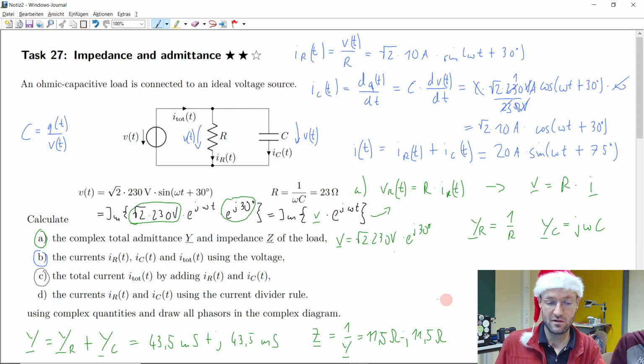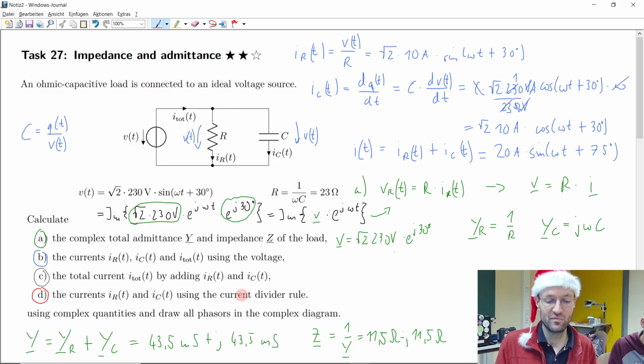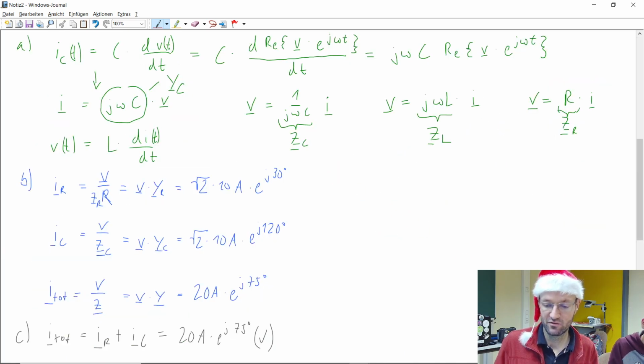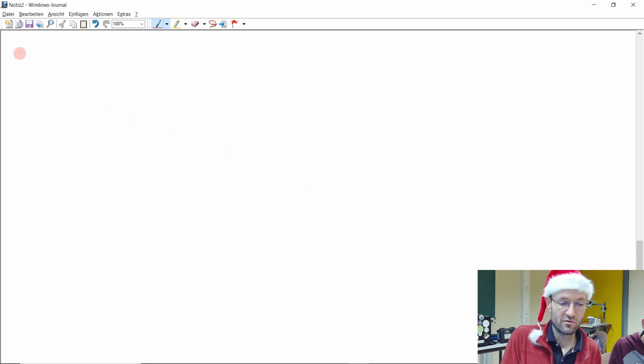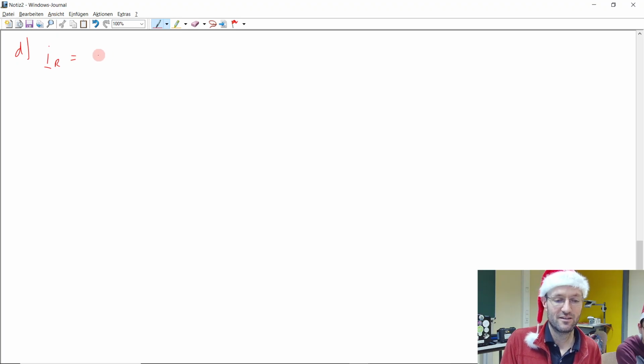And last thing, maybe in red as a color, the currents IR and IC using the current divider rule. So I think I have some space here to write this down, or maybe I will use a new page. So in subtask D, how could we get from the total current the partial current through the resistor? How did this current divider rule work? Impedance of capacitor divided by total impedance?